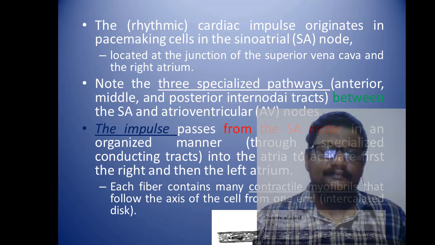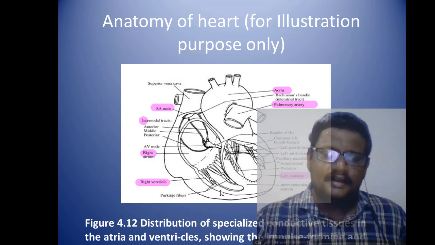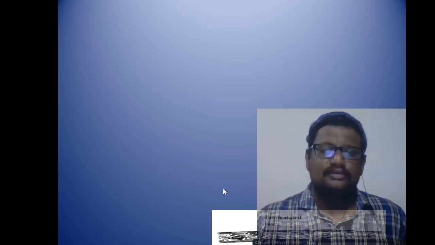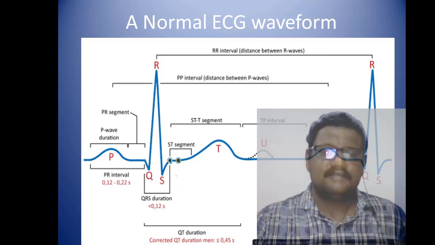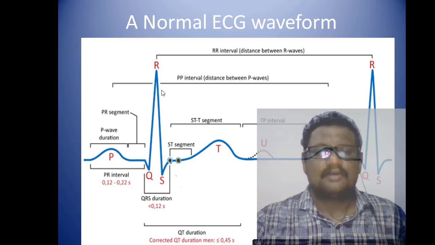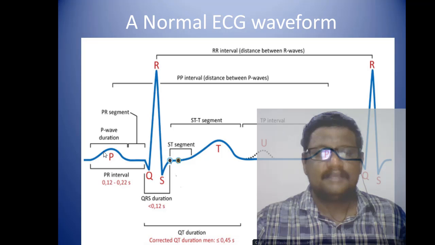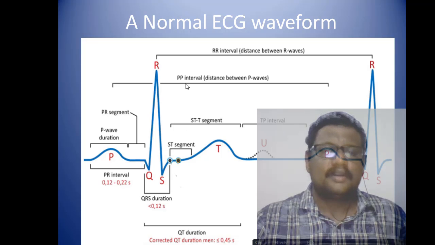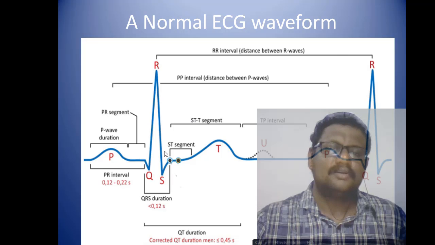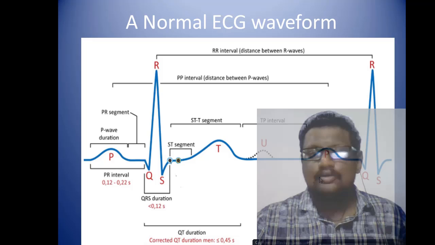After atria, the ventricle contracts. That is called as the ventricular action potential or ventricular depolarization. So that ventricular depolarization is given by QRS complex. So after P wave, QRS complex. You can read like this: atrial depolarization, ventricular depolarization. Atrial resting to action potential, ventricular resting to action potential. That is given by the QRS complex.